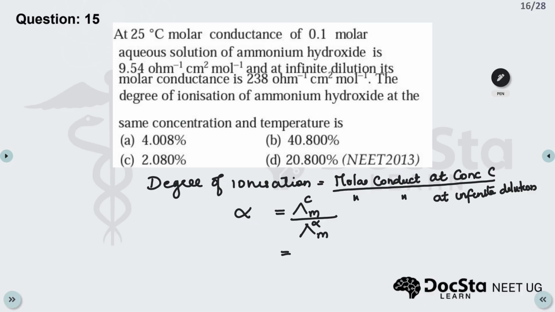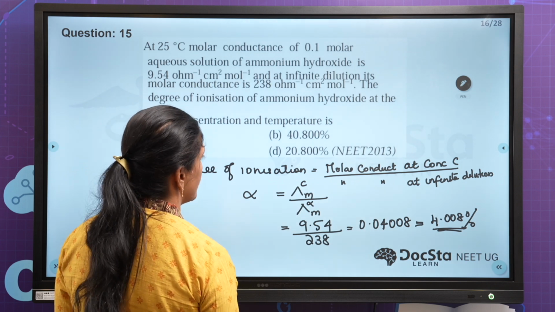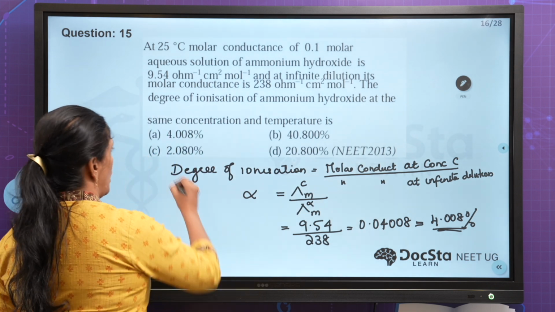For the particular concentration, the value given to us is 9.54, divided by the infinite dilution value, 238. If you solve this, you get the value as 0.04008. Since it is a degree of dissociation, you have to express it in percentage, which comes out to be 4.008%. So the correct answer regarding this question is given by option A.